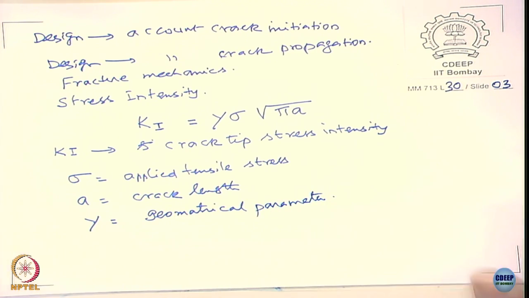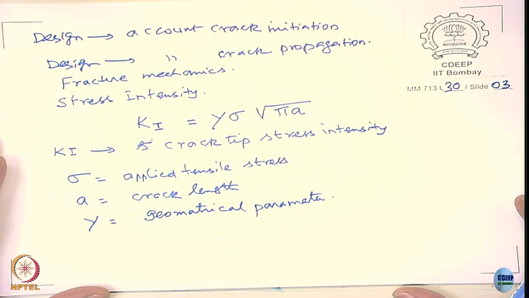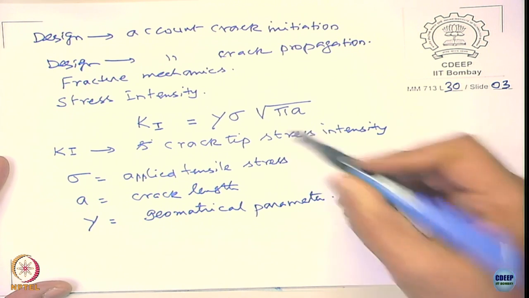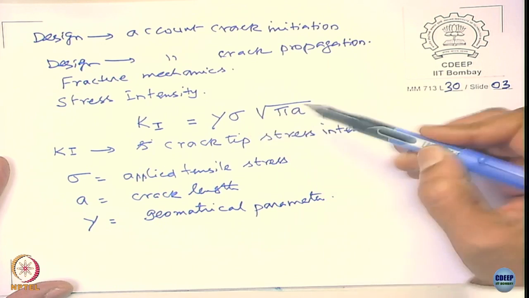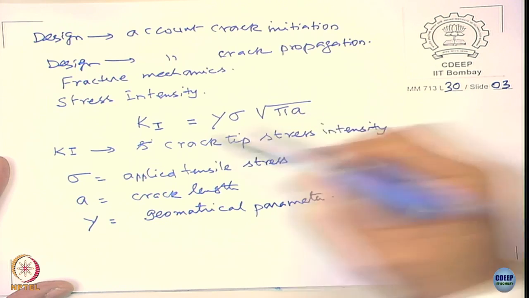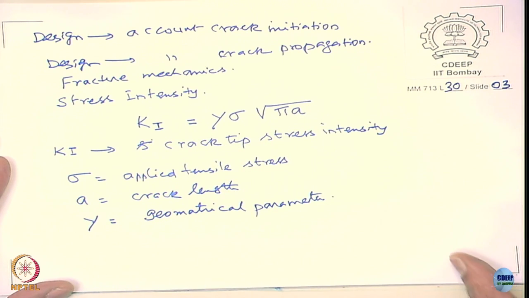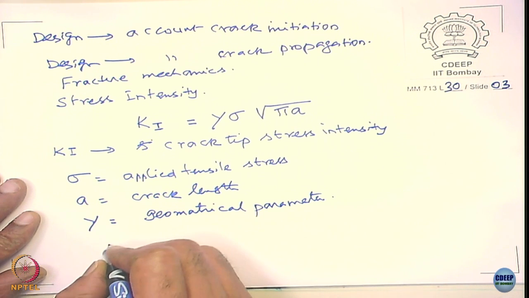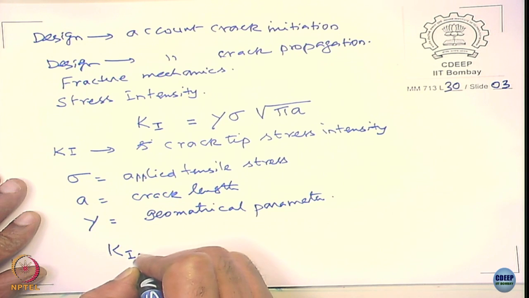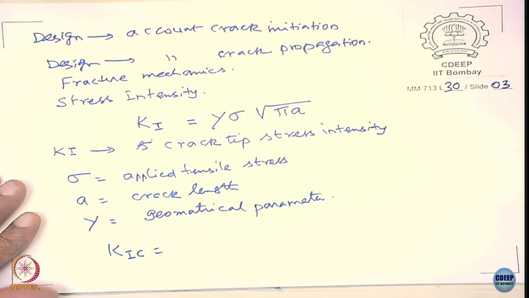So, we are not getting into too details about it, but I think it is sufficient for us to get a feel for stress corrosion cracking and crack growth in a given material. Now, look at here, K1 depends upon the applied stress, and it depends upon the length of the crack. Now, you know very well that there is something called as K1C. What is this called? Anybody?